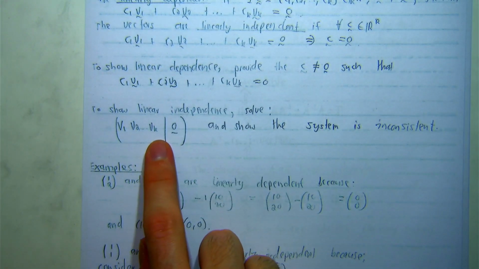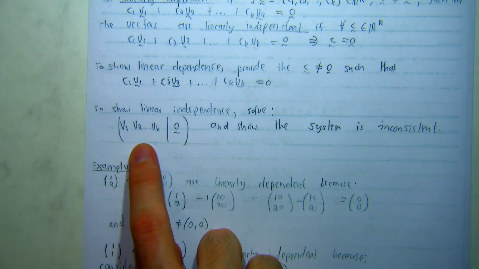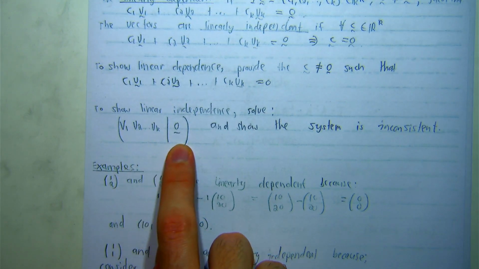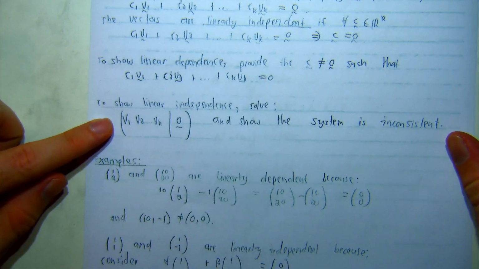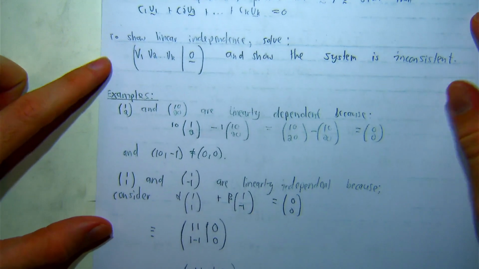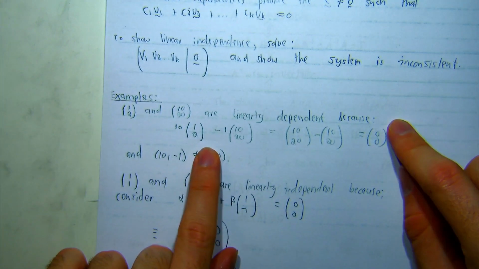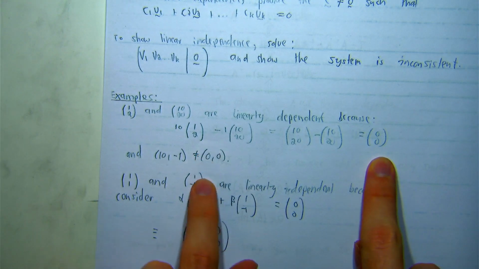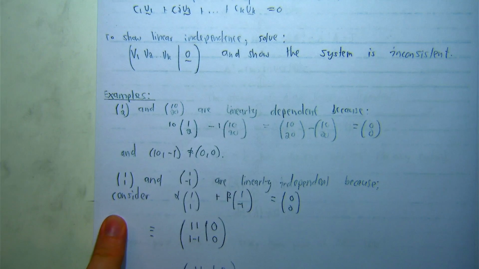To show that it's linearly independent, you need to show that there's no way that you can multiply the vectors together to give you 0, and that is showing that this system here is independent. So if we take some examples and look at it, (1, 2) and (10, 20) are linearly dependent because this is equal to (0, 0), and the coefficients are not the trivial solution.